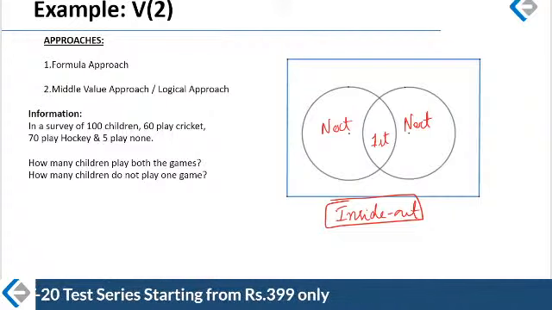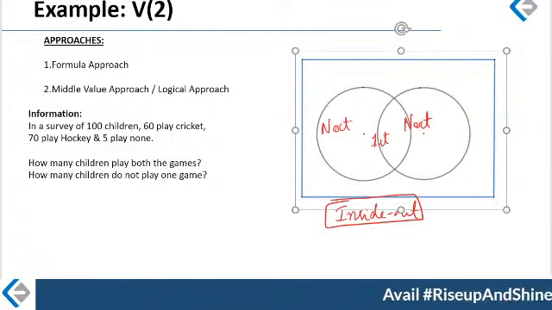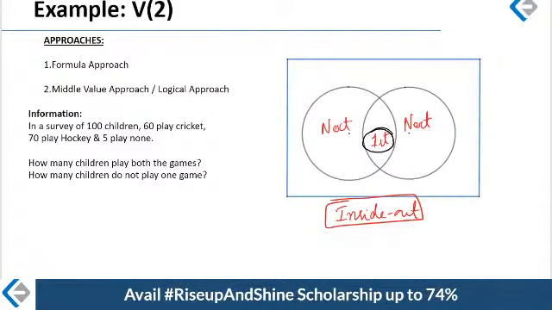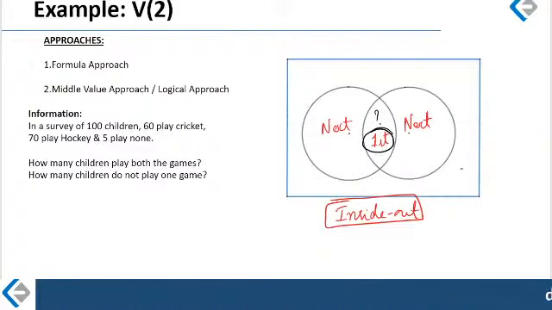The question is, what if I'm not able to fill it inside out? To fill inside out, this should be given. What if that itself is not given? Then how do we go about this? If that is not given, then how do we go about it?